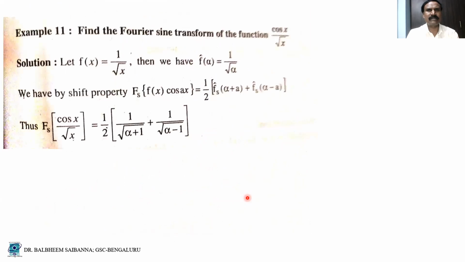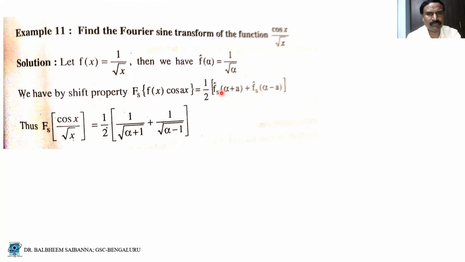Okay, one more simple example. Find the Fourier sine transform of the function cos x divided by root x. Let f of x be equal to 1 by root x. Then we have f cap of alpha is 1 by root alpha, it is the reciprocal. By the shifting property, Fs of f of x cos ax is 1 by 2 times Fs cap of alpha plus a plus Fs cap of alpha minus a.